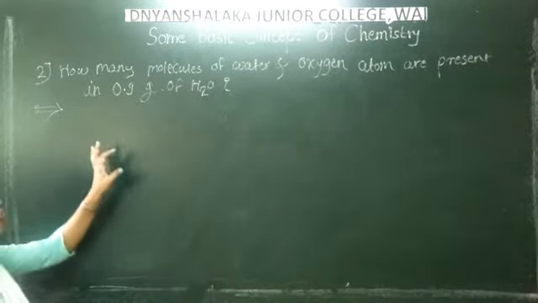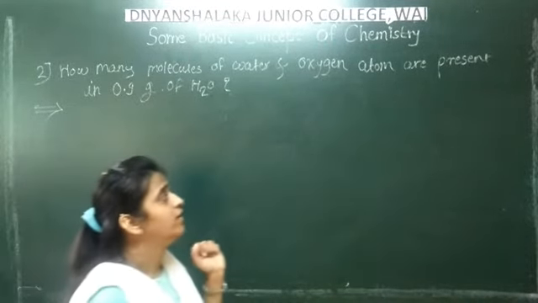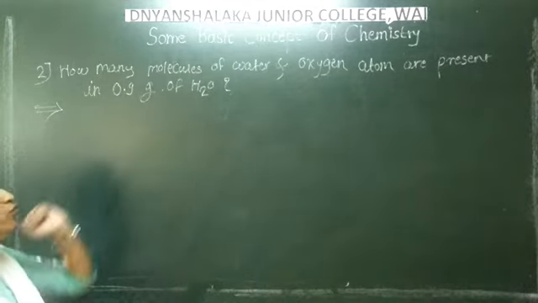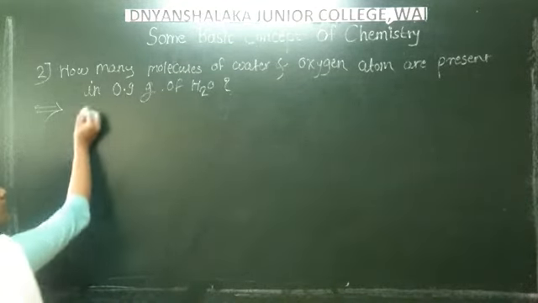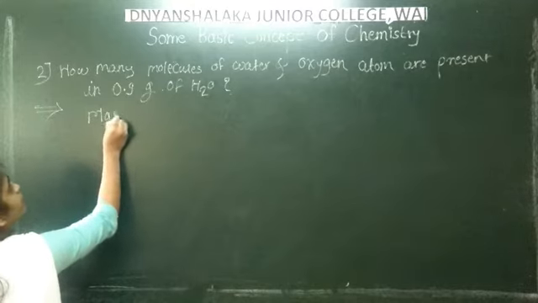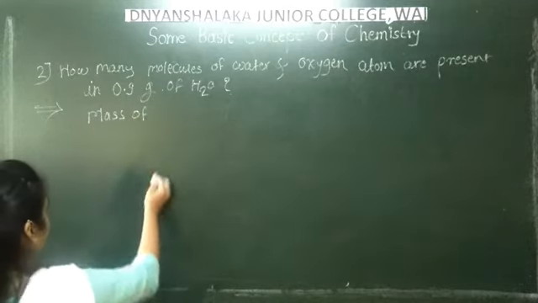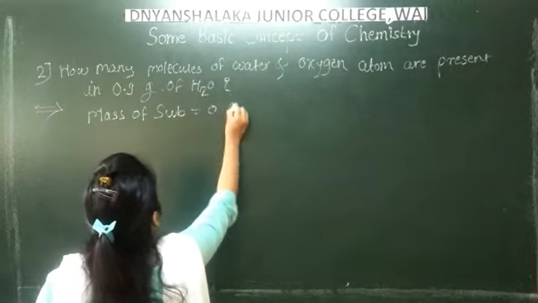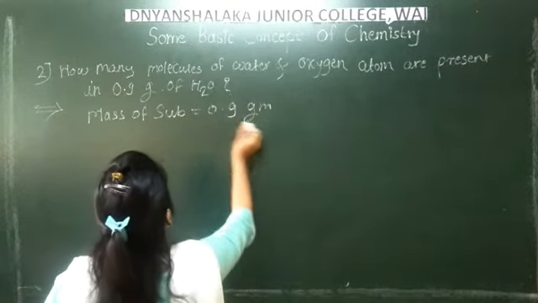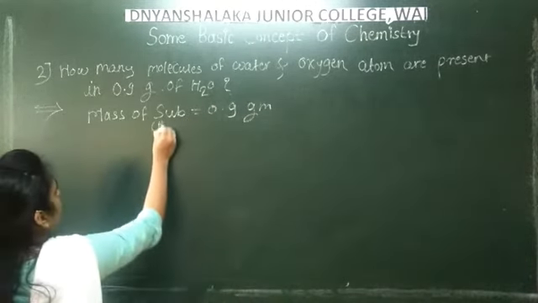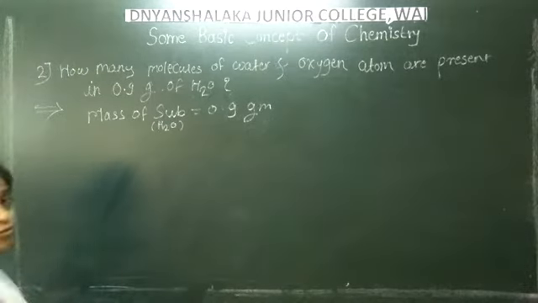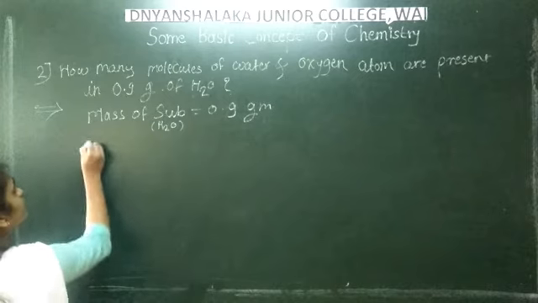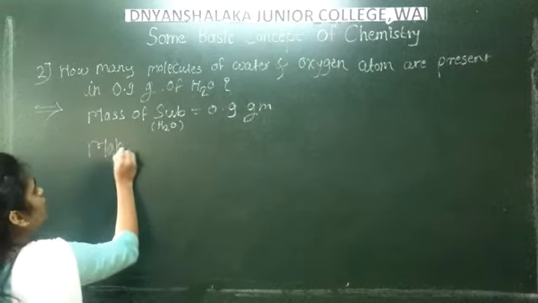Second example: how many molecules of water and oxygen atoms are present in 0.9 gram of water? So the given value is the mass of substance, 0.9, and the substance is water. So we have to find the molecular mass or molar mass of water.